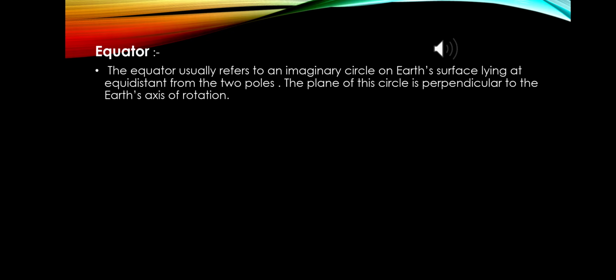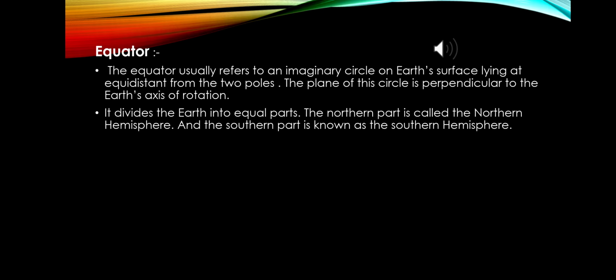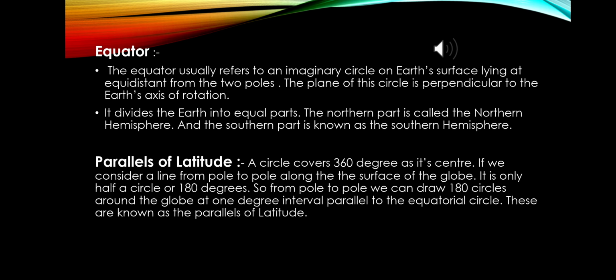Equator. The equator refers to an imaginary line or imaginary circle on the Earth's surface lying equidistant from the 2 poles. From the 2 poles, the distance of the equator is equal. Okay, and the plane of this circle is perpendicular to the Earth's axis of rotation. And this line, the equator, divides the Earth's surface into 2 equal halves. That is known as a hemisphere.